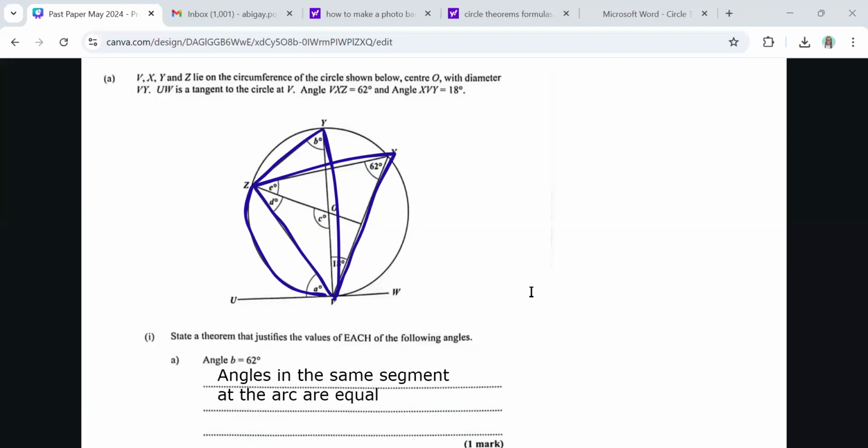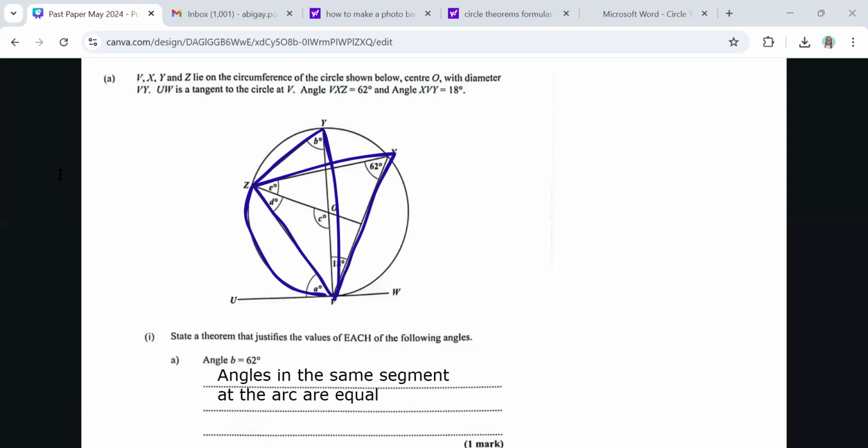All right, so let me repeat that again. I basically wrote it right here. Angle B equals 62. Basically, if the angles are coming off from the same arc or chord, they're equal. So B is going to equal 62. They're coming off from the same arc. So this is the same arc they're coming at.